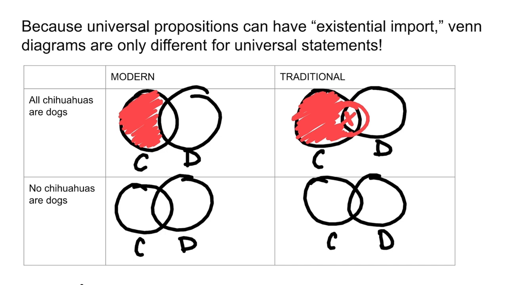Correct. Let's continue. No Chihuahuas are dogs through the modern standpoint. We're going to shade this out right in the center because no Chihuahuas are dogs. Okay, let's go back to the no worms have earrings. Same concept. Traditional standpoint. We're going to shade this out in the middle again. No Chihuahuas are dogs. They don't exist. Nothing can exist here. But that implies that Chihuahuas exist over here, right?